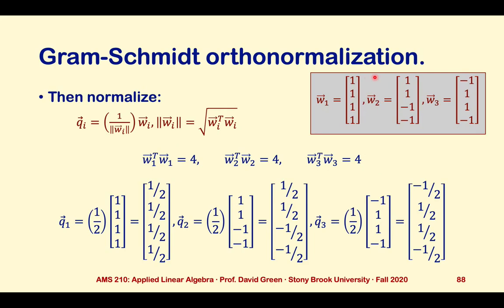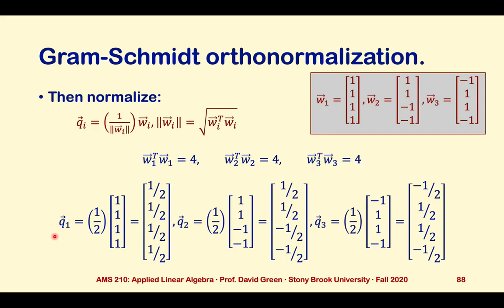Computing these dot products, because all of them have terms of just plus or minus 1, all of them in fact have the same dot product with themselves. 1 plus 1 plus 1 plus 1 is 4. In this case, they all are vectors of the same length, so they're all going to have the same scaling factor. This is not a general result.